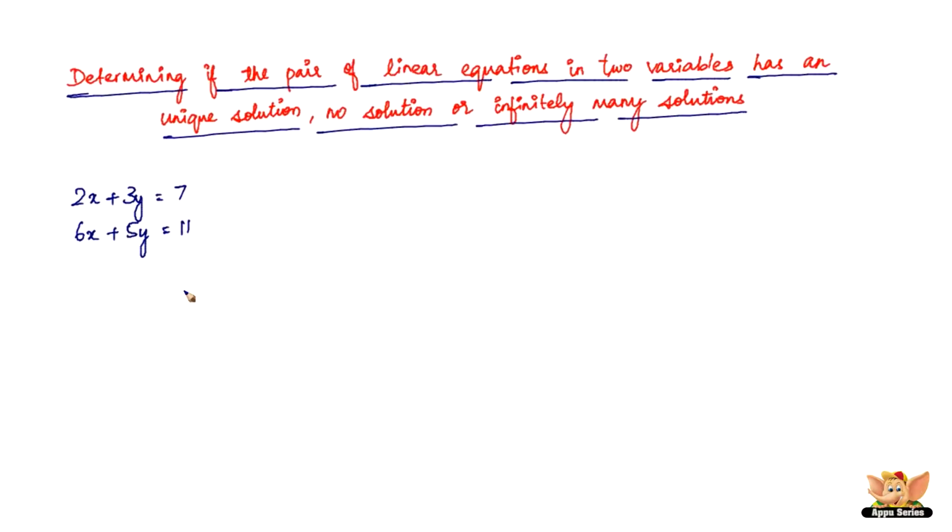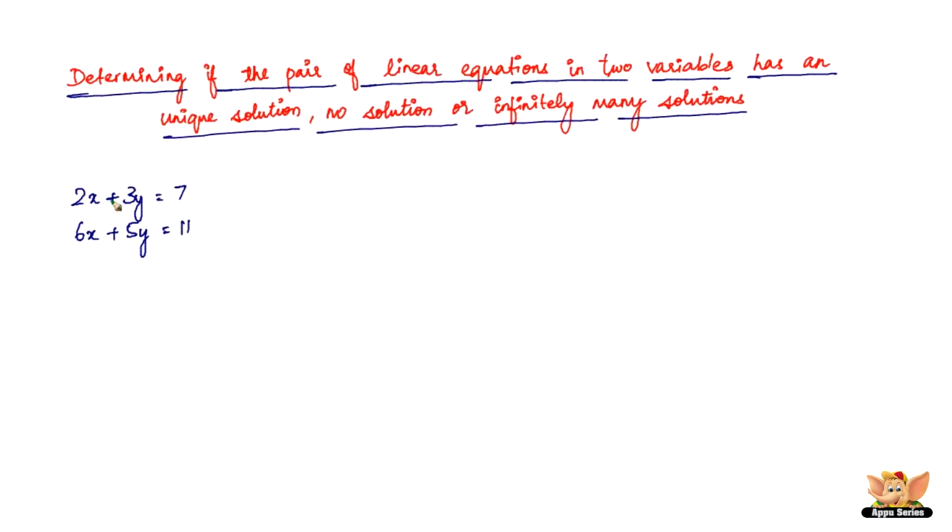So we've got a couple of equations here. 2x plus 3y equals 7 and 6x plus 5y equals 11. So now we need to determine if this pair of linear equations in two variables has a unique solution or no solution or infinitely many solutions.